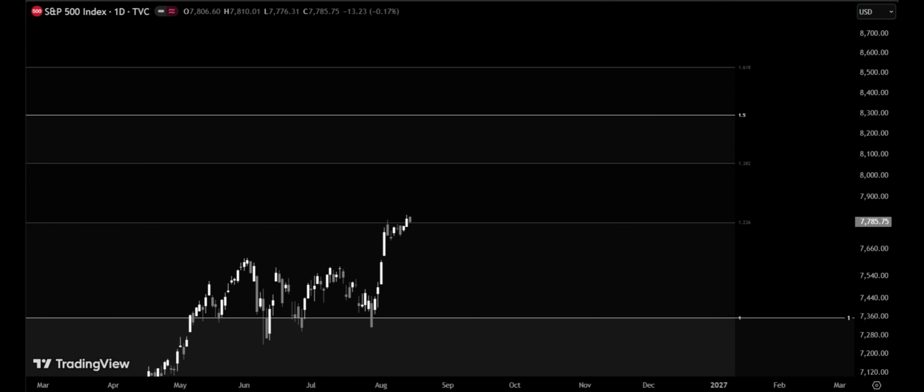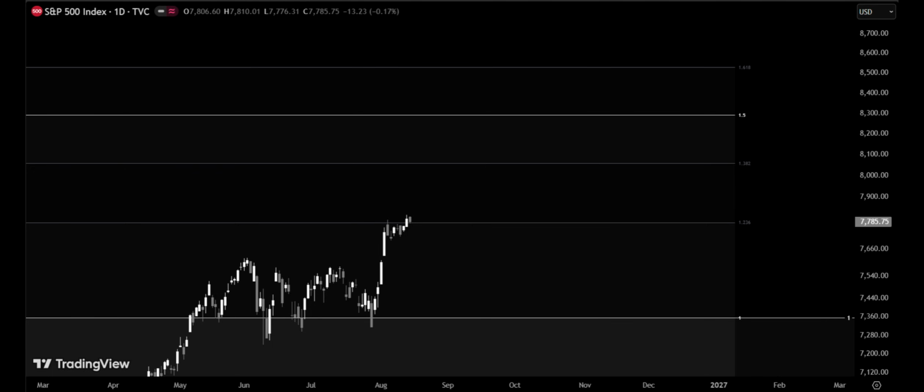Now we zoom into the newest part of the structure. This is the highest frequency layer of the entire sequence. Everything that came before is now compressed into a small number of months. And here the geometry becomes extremely clean. The 1.0 level represents the previous structural boundary. Price breaks through it. Acceleration begins. And the current movement reaches approximately the 1.236 extension. That is where price is now interacting with the next proportional boundary.